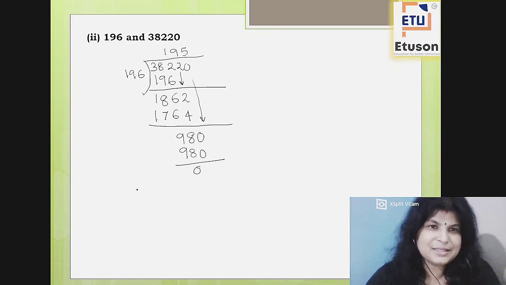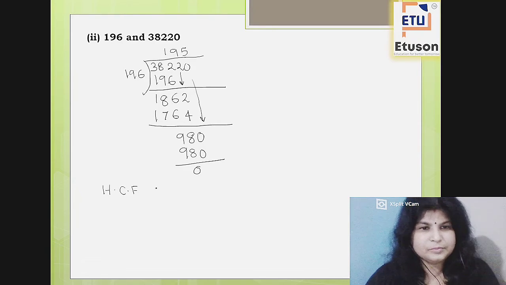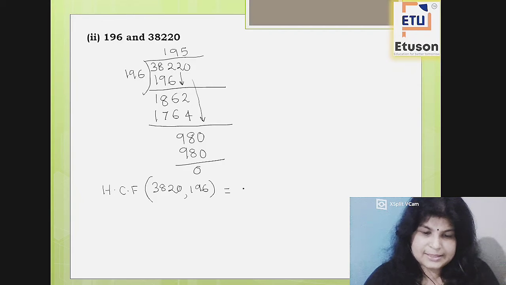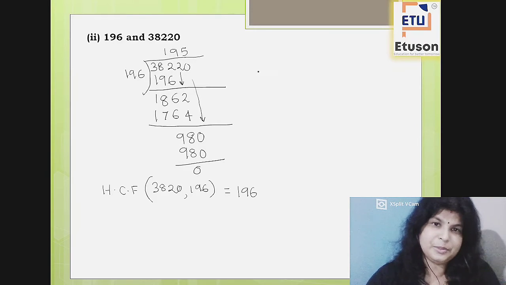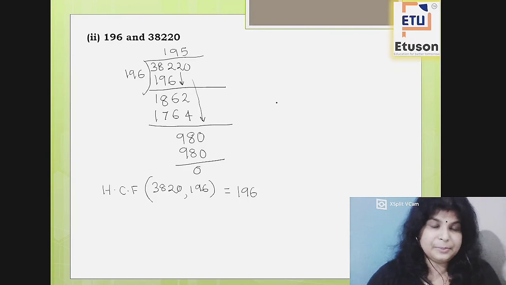So what is the HCF of these two numbers? So the HCF of 3820 comma 196, what's the HCF? HCF is equal to 196 itself. If you write down in form of Euclid division algorithm, because that you have to do compulsorily, because it is written that you have to solve it by Euclid. Already you have done it, but you have to write the expression also.